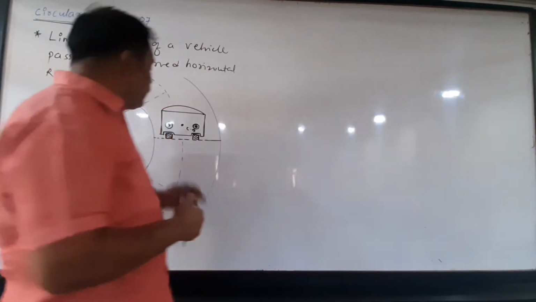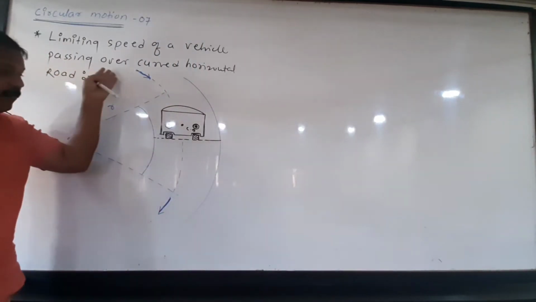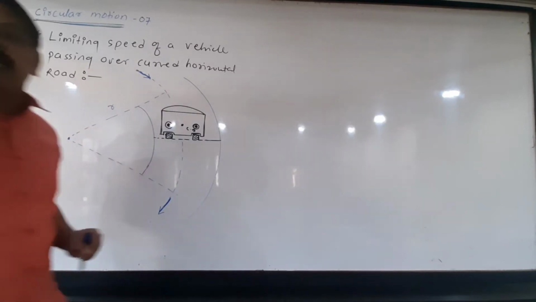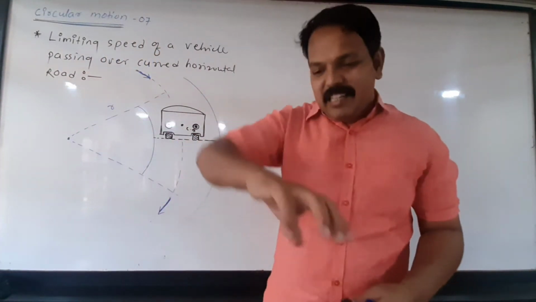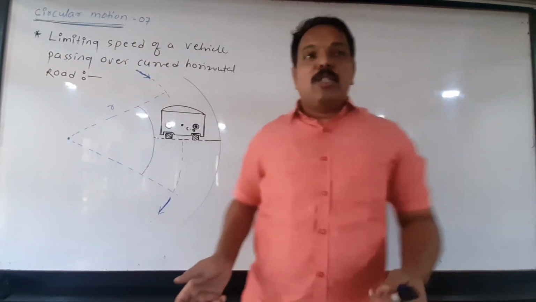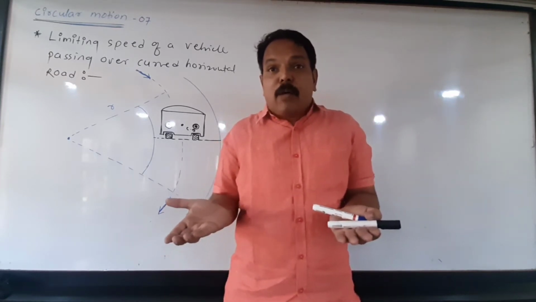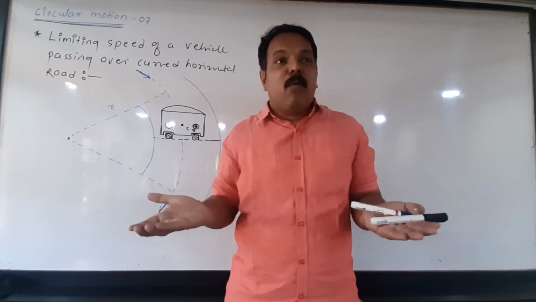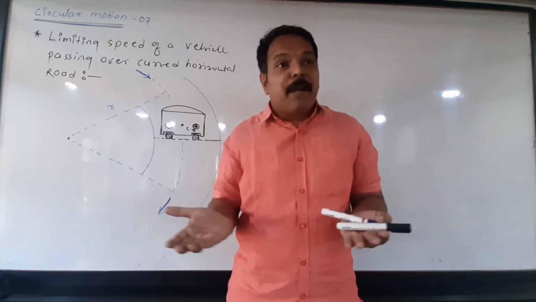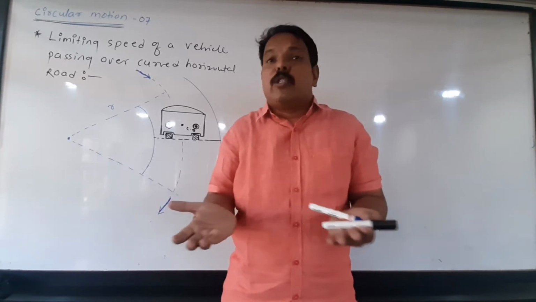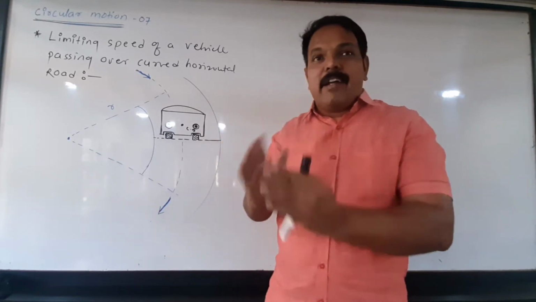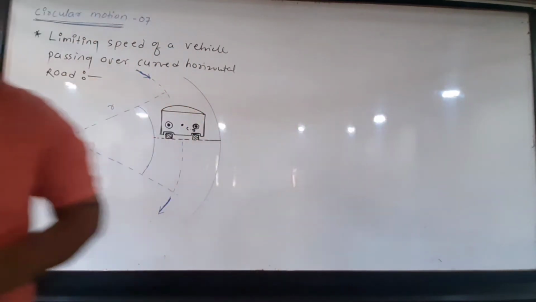Okay, this is the vehicle which is passing over the curved horizontal road. Curve means there is a turn, and horizontal means both the levels of the road are at the same level. Both the sides of the road are present at the same level. There is no slope on the road. Is it clear? That's why it is called horizontal.